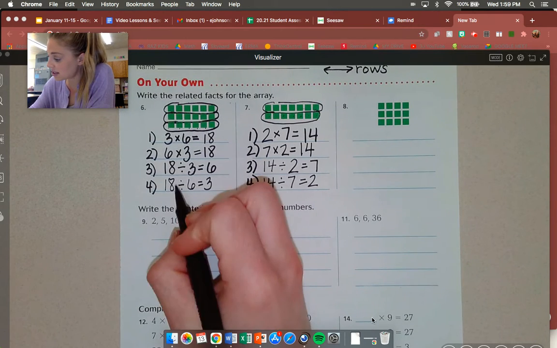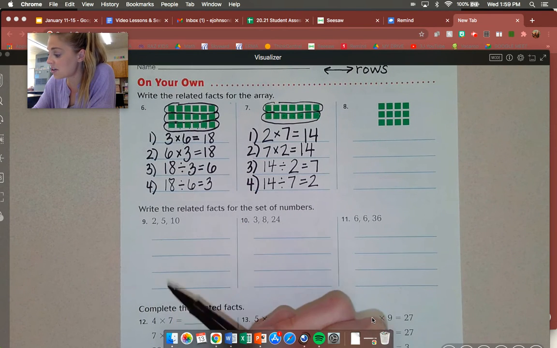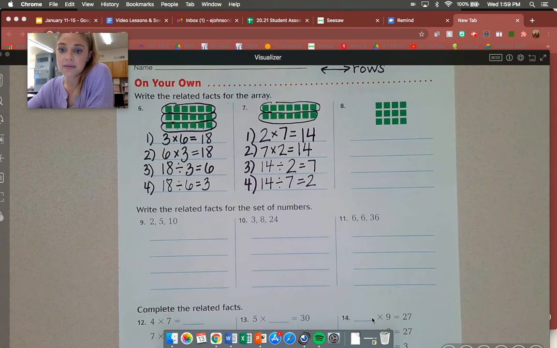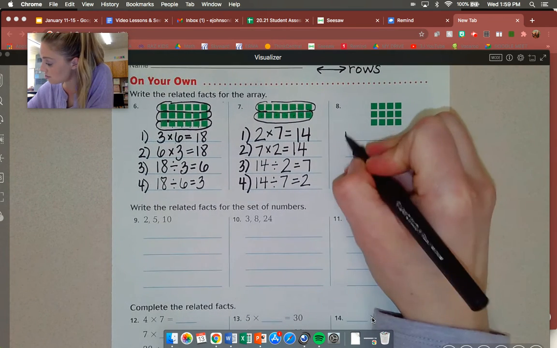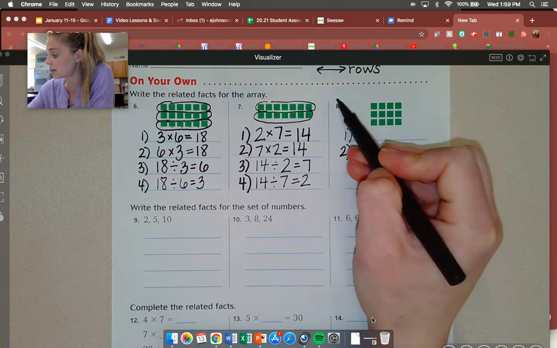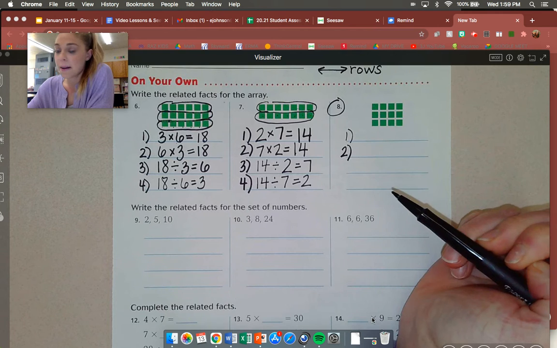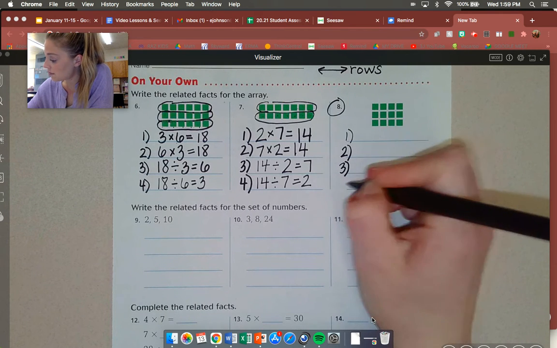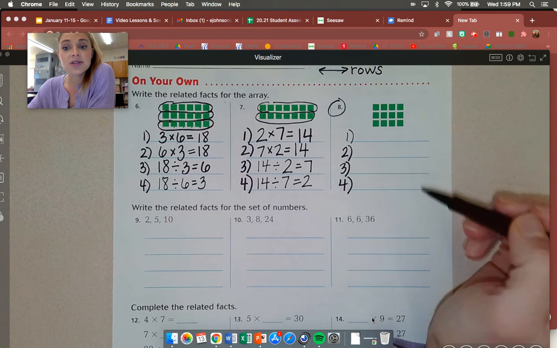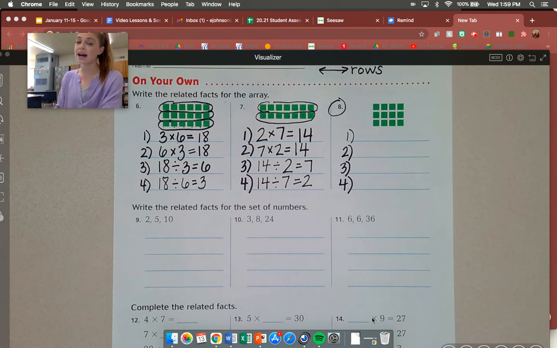So that means that 3, 6, and 18 are in a fact family, and 2, 7, and 14 are in a fact family. I want you to go ahead and do 4 equations for number 8, which is right here. It's really our number 3. But I want you to do 4 equations for this array, 2 multiplication and 2 division. And go ahead and pause this video until you have that solved, and then we'll go over it together.